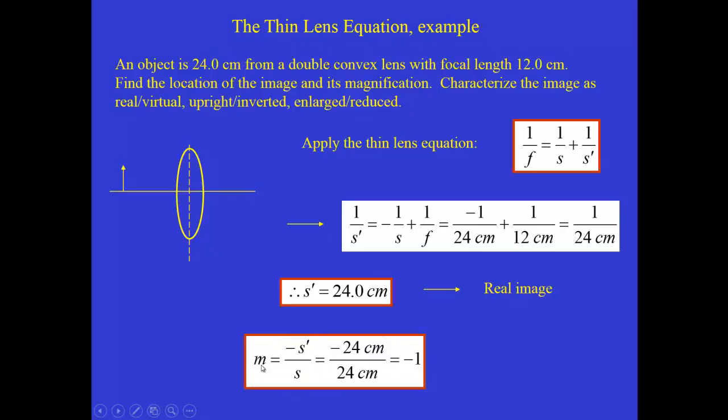Solving for the magnification: minus S prime over S, minus 24 over 24, so we get negative 1. Right away we can say it's negative, so that means the image is inverted, and the size of the image is the same as the size of the object because the magnitude is just equal to 1. If we were to draw the ray diagram, and we'll get some practice doing that in class, we would find that the image would be inverted. It would be below the optical axis on the right-hand side, and it would be the same distance away from the lens as the object is.